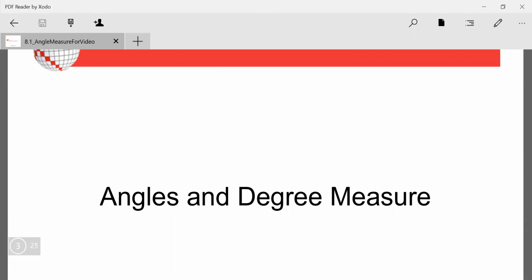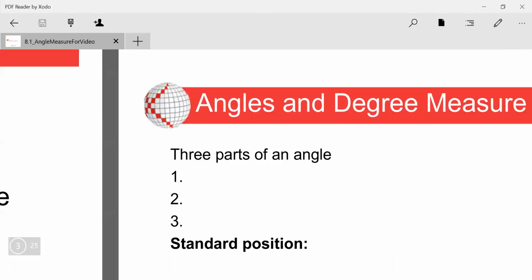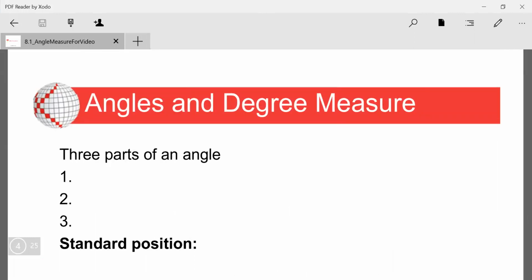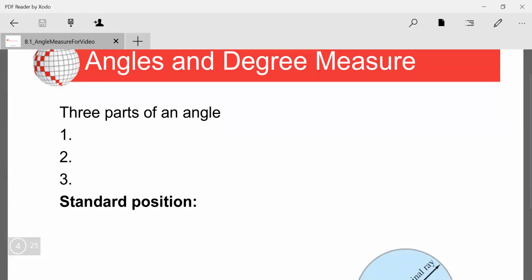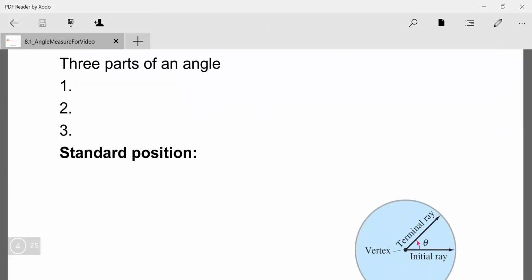Okay, first, about angles and degree measure. First, recall what the ingredients or parts of an angle are. An angle has three parts. Let's see the picture here. An angle has a vertex, which is right here, the red vertex.